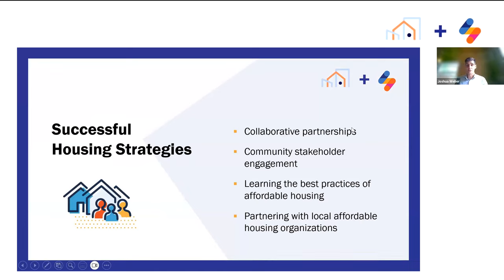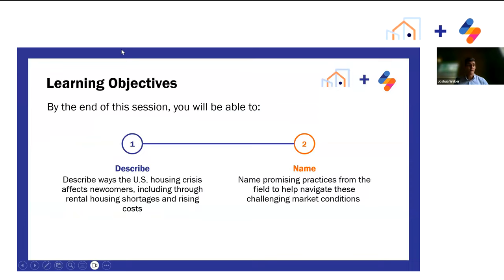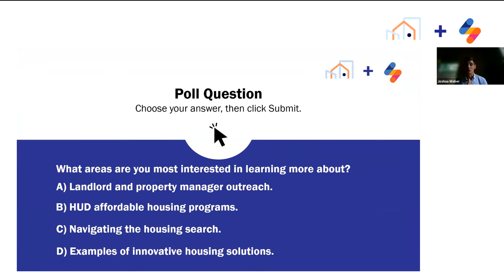A couple of final slides: a couple of successful housing strategies include collaborative partnerships, community stakeholder engagement, learning best practices of affordable housing organizations, and partnering with local affordable housing organizations. Our learning objectives, where we started, were to describe ways in which the U.S. housing crisis affects newcomers, including through rental housing shortages and rising costs. The idea of today was to name promising practices from the field to help navigate these challenging market conditions. We hope that is what we accomplished.